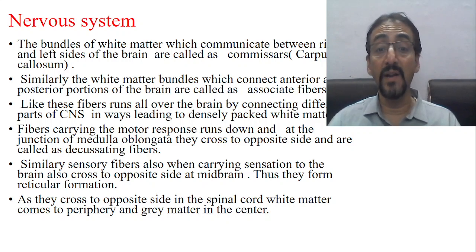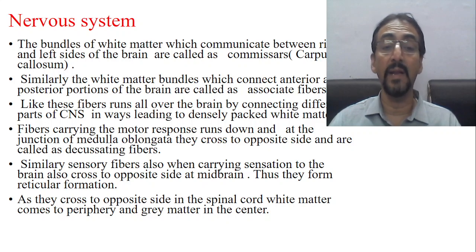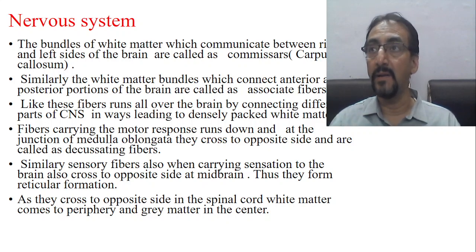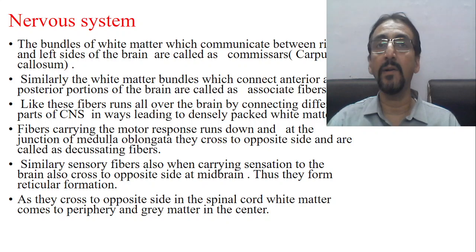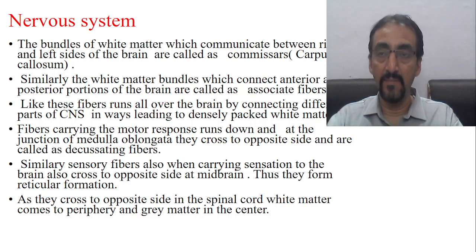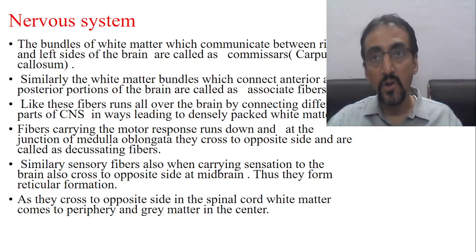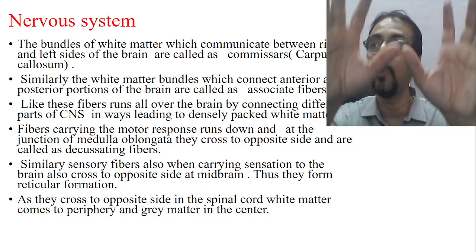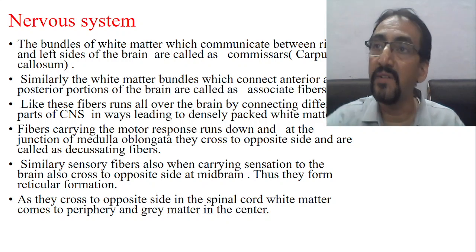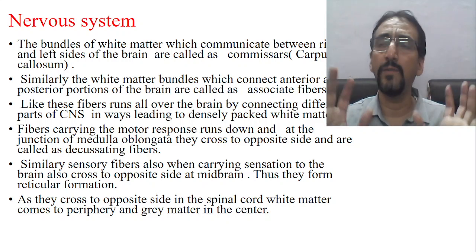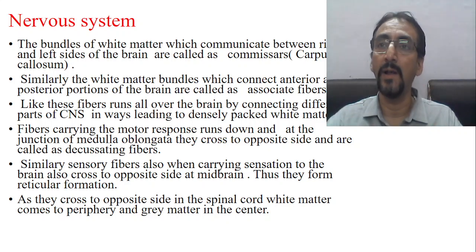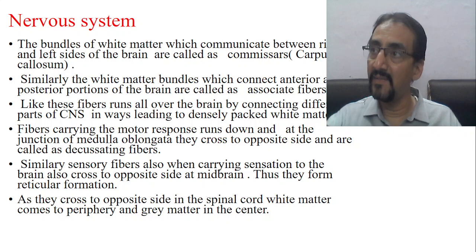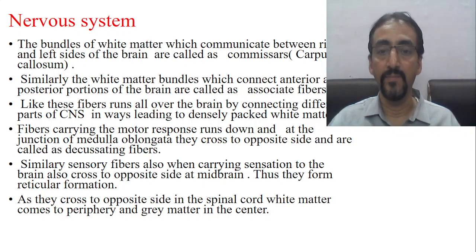As they cross to the opposite side in the spinal cord, white matter comes to the periphery and gray matter in the center. Now, what happens in the peripheral area, especially in the spinal cord, वहाँ का center का उल्टा हो रहा है. In the brain, gray matter is present outside and white matter present deep inside. But when you talk about spinal cord, white matter is taking the information from the lower part to the upper part, no? So they are running superficially. And gray matter is present inside because there are so many tracts, so therefore gray matter is pushed inside in the spinal cord area. So in the spinal cord, gray matter will be inside and white matter will be upside or superficial.